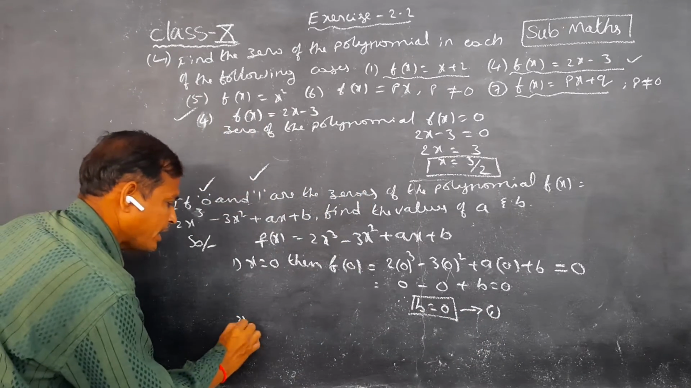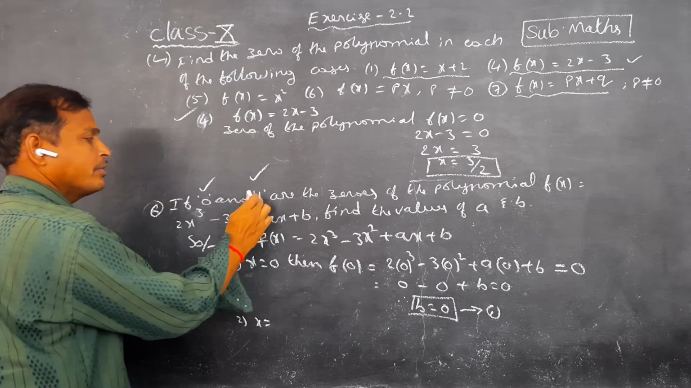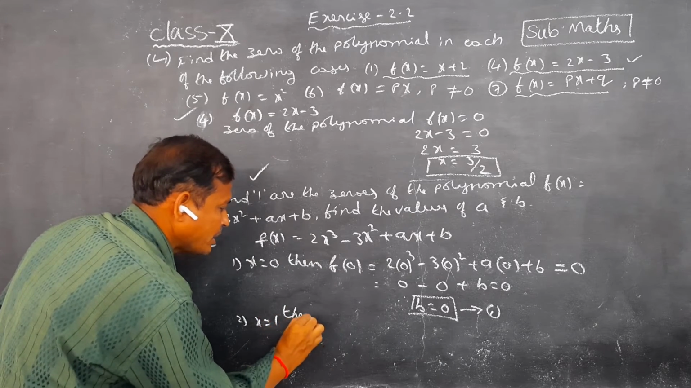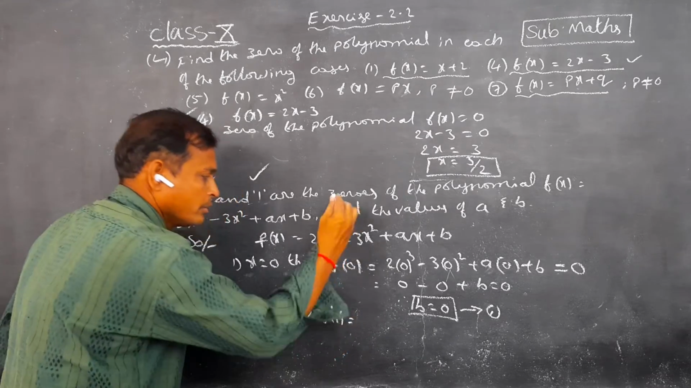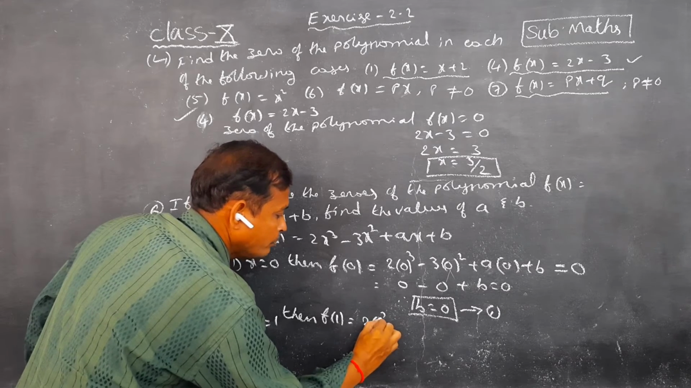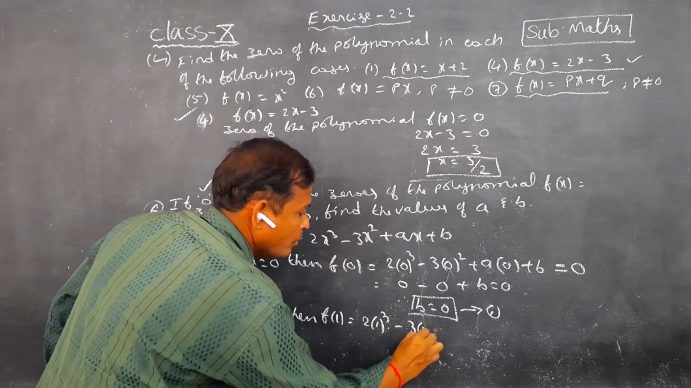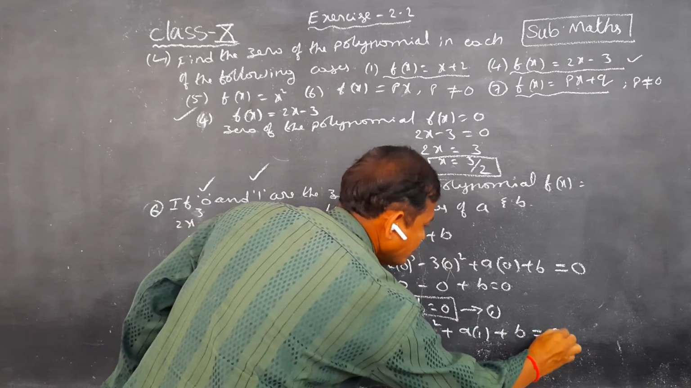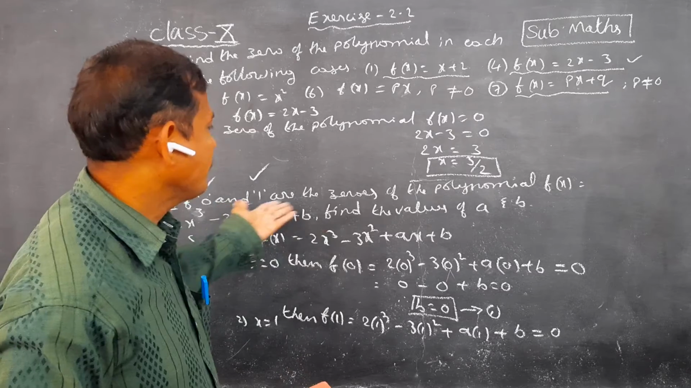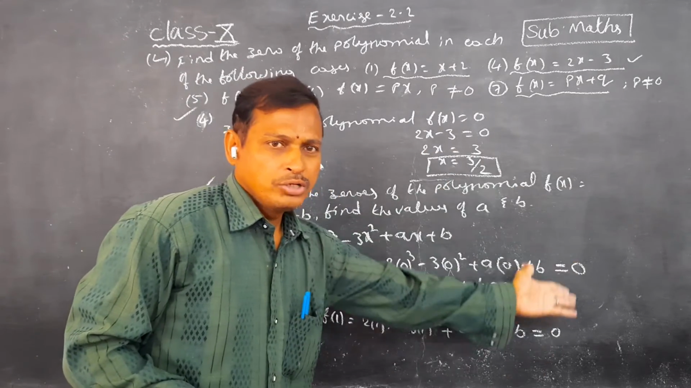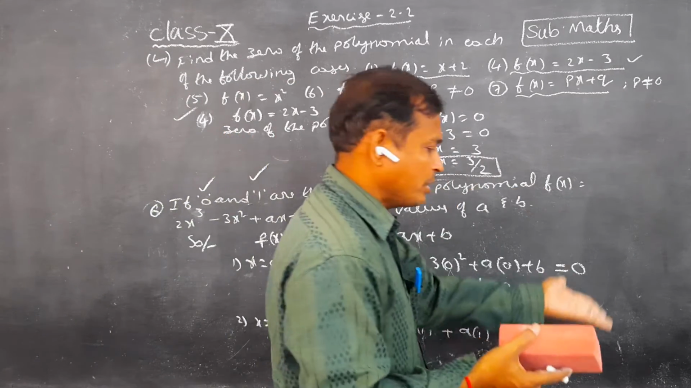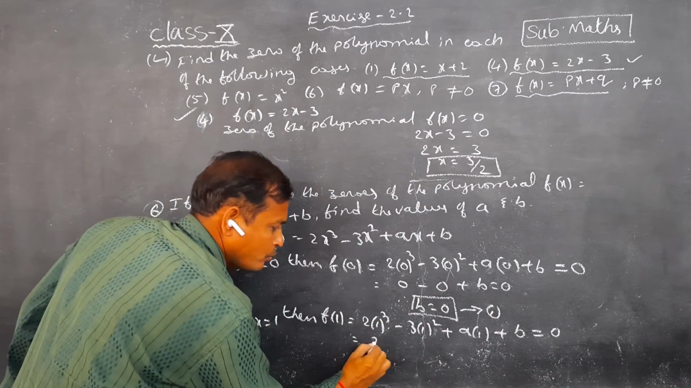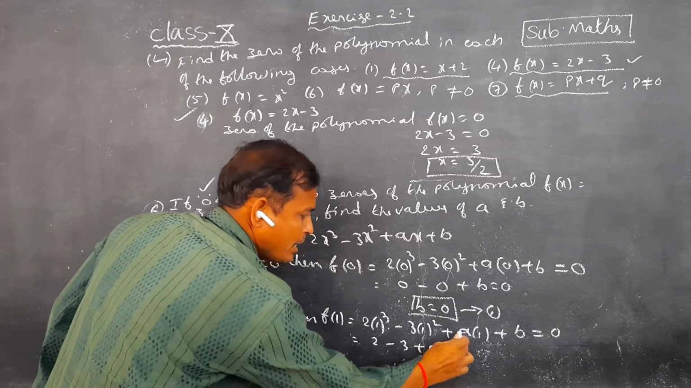Again x is equal to the next value in the given question, 1. Again we should do substitution in the polynomial equation. Then f of 1, children, is 2 into 1 cube minus 3 into 1 square plus a into 1 plus b is equal to 0. Why? Because, children, the definition of a zero of the polynomial is that the polynomial equation is equal to 0. So 2 into 1 cube means 2, minus 3 plus a plus b.